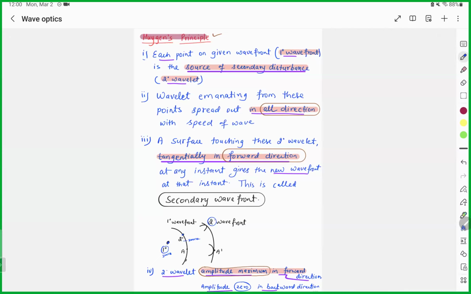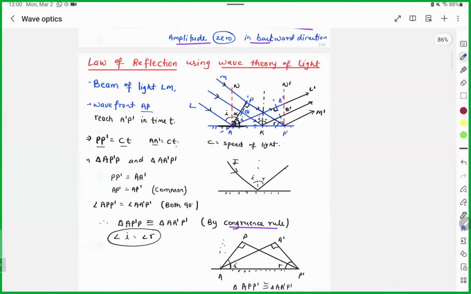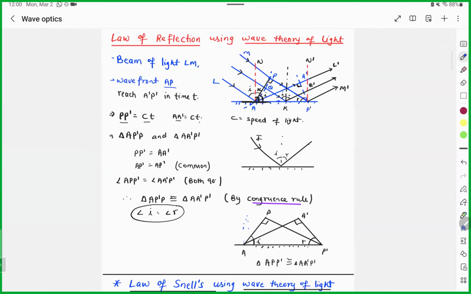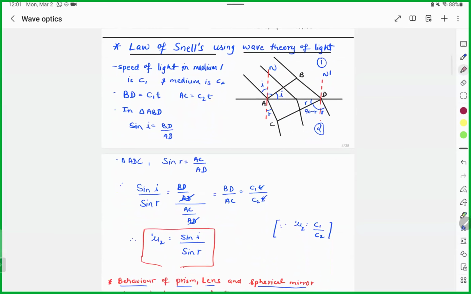They could say the secondary wavelet can go in the inward direction as well as the outward direction, so this is wrong. The chances are less, but they can ask. The law of reflection using wave theory is almost like what we did in normal reflection of light, where you need to prove that angle i is equal to angle r. I'll explain this to you separately, but for the NEET exam this is not important at all.